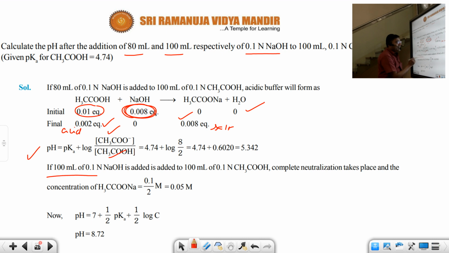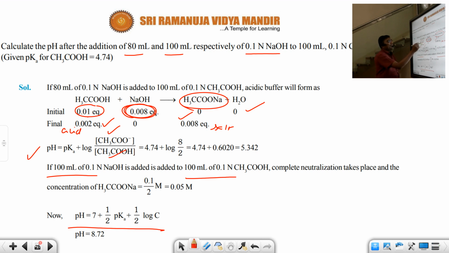Both are 100 ml of 0.1, 100 ml of 0.1. That means completely neutralized. What is formed? Only sodium acetate is formed. That's why the salt hydrolysis formula is used. What formula is used? The salt hydrolysis formula is used.